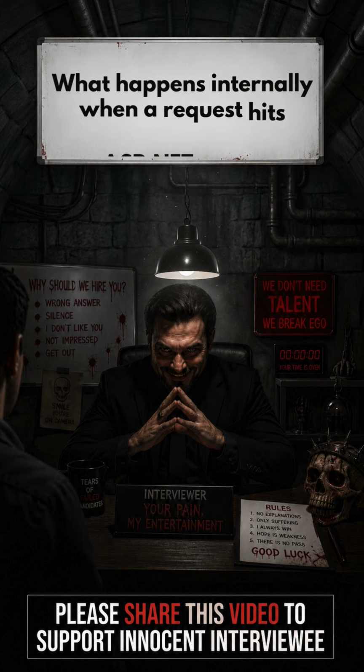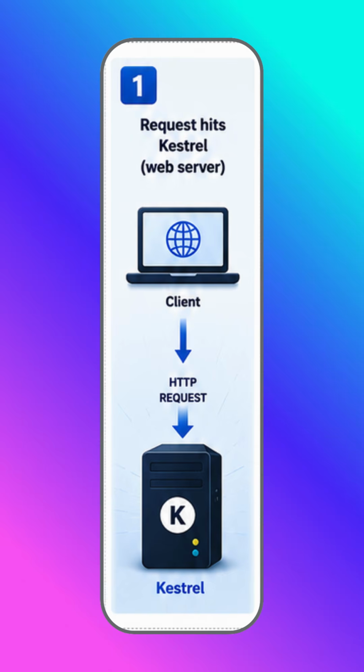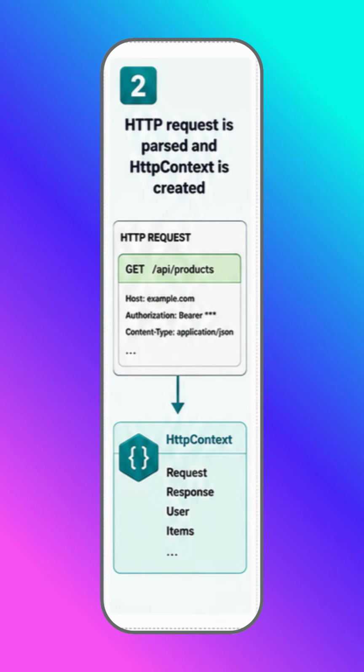Everyone, let's understand the ASP.NET Core request flow step by step in a simple way. 1. Request hits Kestrel, web server. The client request first reaches Kestrel, the default cross-platform web server in ASP.NET Core. 2. HTTP context is created. ASP.NET Core reads the incoming request and creates an HTTP context object containing request and response details.